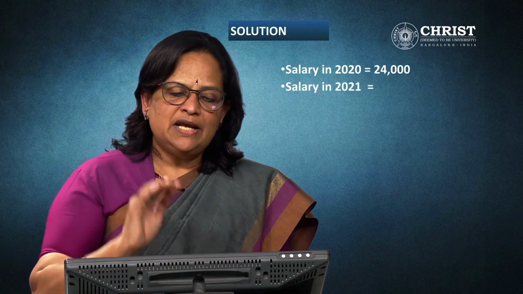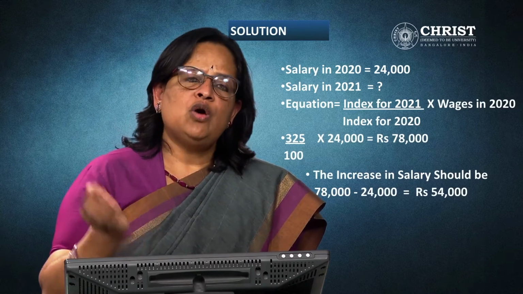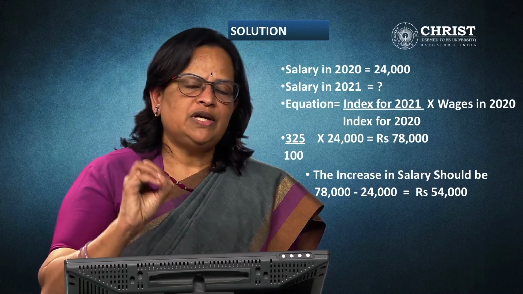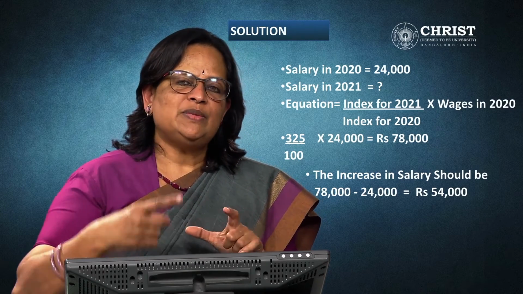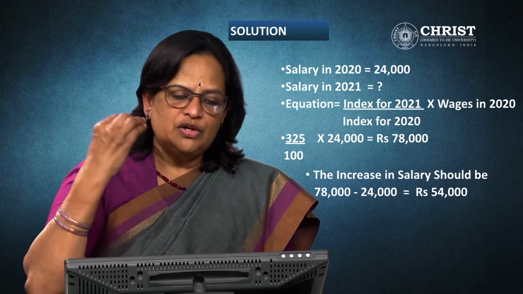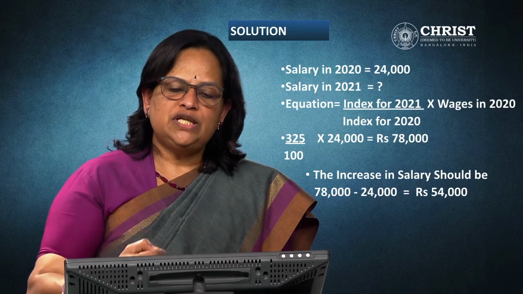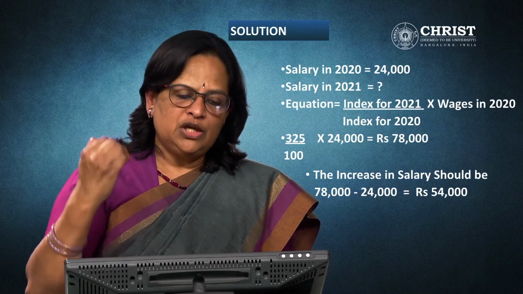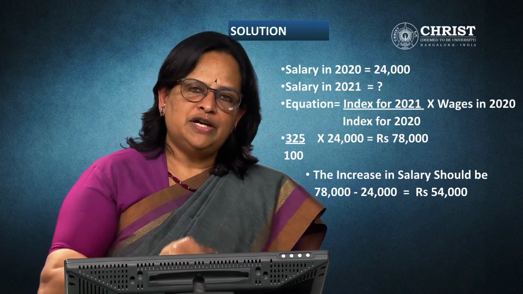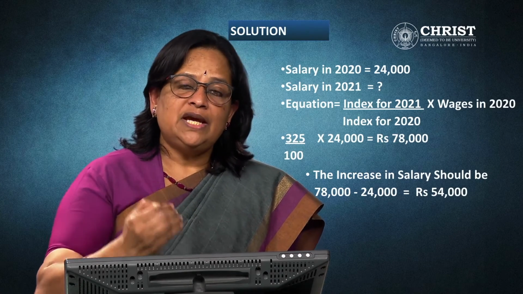Now the second part is the salary fixation. Salary in 2020 is 24,000. The question is, how much should the salary be in 2021 to maintain the same standard of living? We have seen that the index increased by 225%. Now we use the equation: index for 2021 divided by index for 2020 into wages in 2020. Substituting the values, we get 325 divided by 100 into 24,000. So the salary should be 78,000.